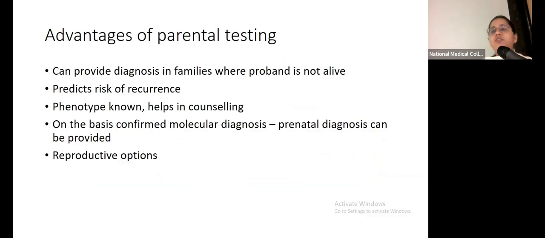So the advantage of prenatal testing is obvious. This provides a diagnosis in the family where the proband is not alive. This molecular diagnosis helps in predicting the risk of recurrence. It helps in counseling, and on the basis of this molecular diagnosis, we can offer prenatal diagnosis, and it also opens up many reproductive options for the couple.